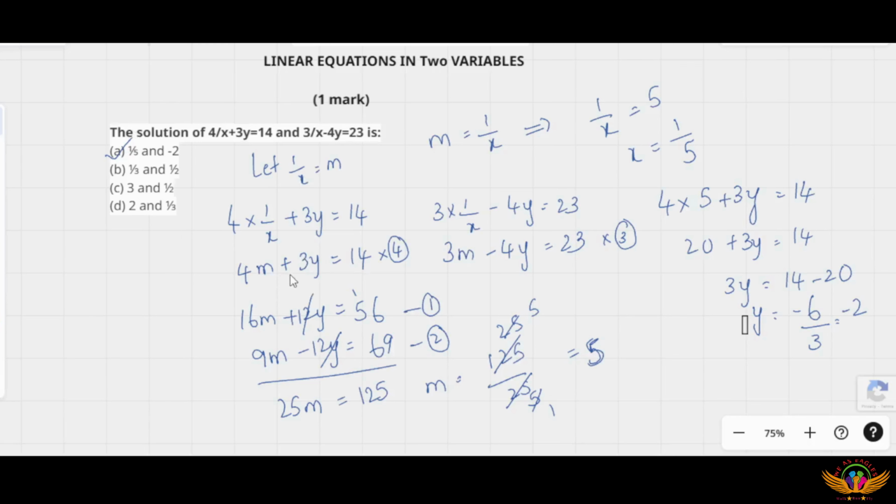So this is a different type of question. Many times they'll be asking for 1 mark. These are the 1 mark questions in linear equations, and I am also going to include 2 marks and 3 marks questions, which are very importantly asked in the linear equations in two variables chapter.